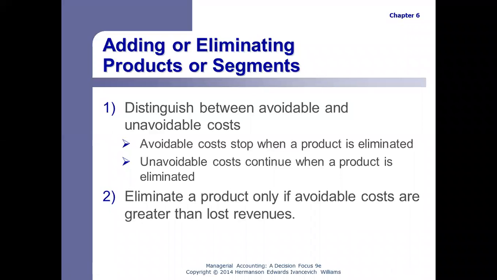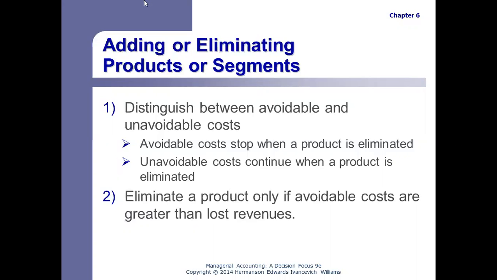Avoidable costs are costs that go away if you eliminate a product or a segment of the business. Unavoidable costs are costs that, even if you eliminated something, certain costs will continue to be there. So you only look at the avoidable costs basically when we're doing this kind of decision.